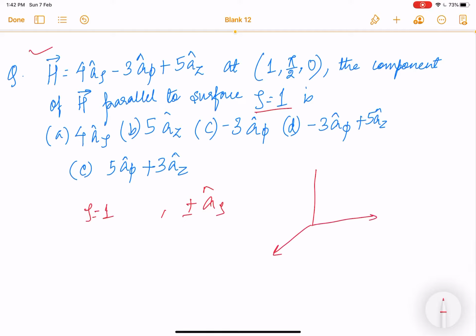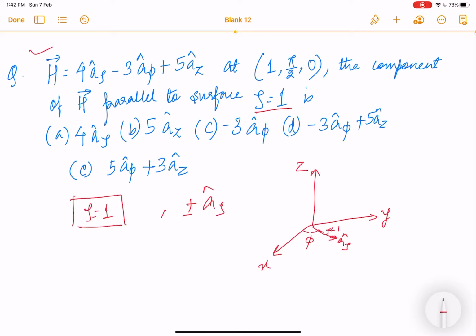Suppose this is y, this is z, this is x. And what is my rho direction? You have phi from the x-axis, so along this, at this point is your rho, and this direction is a rho cap. This is correct. Then if it's given that rho is equal to 1, what does this mean? This means that your rho is fixed. It is 1. It will not change.